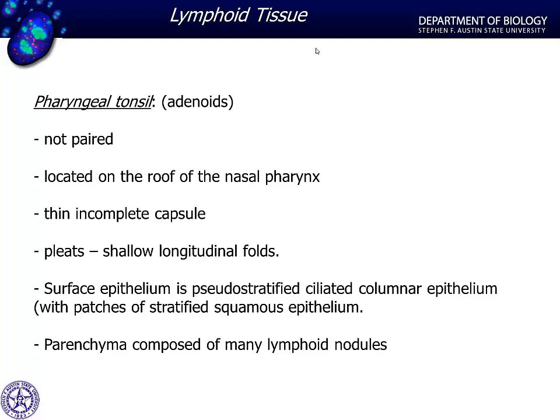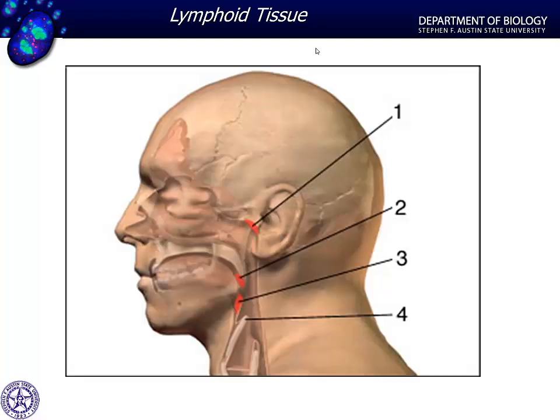But also, if we look more closely, we're going to see that the surface epithelium on the free border is pseudostratified ciliated columnar epithelium, and that is the same as what we see with our nasal mucosa. So here's the location of our tonsils. These are our palatine tonsils. And then this is the location of our pharyngeal tonsils.